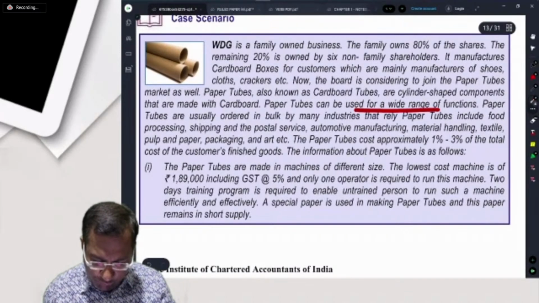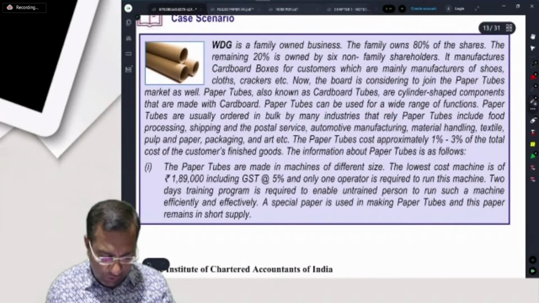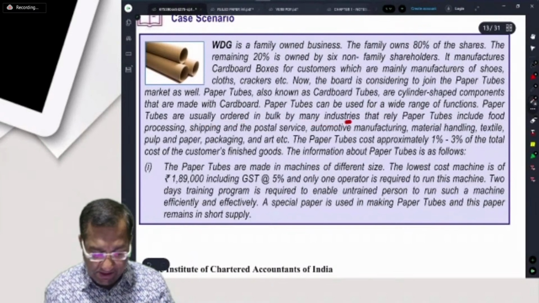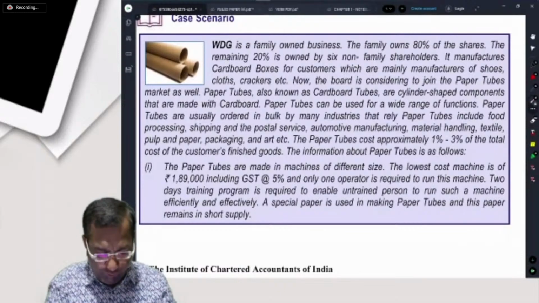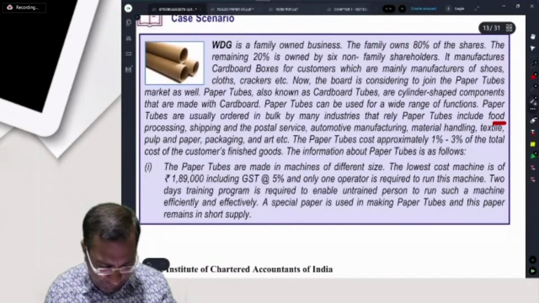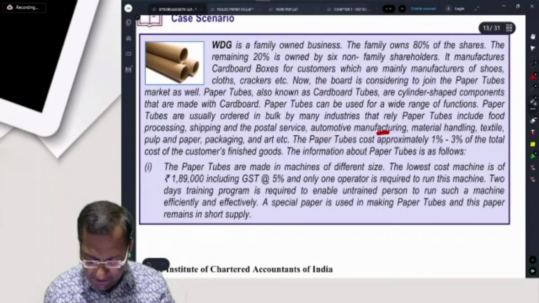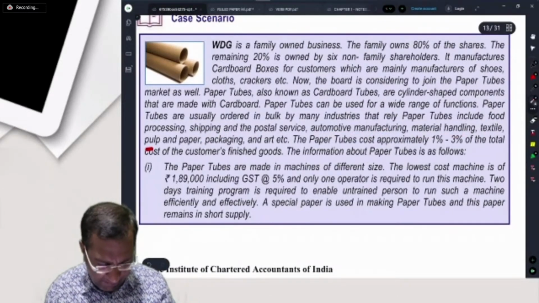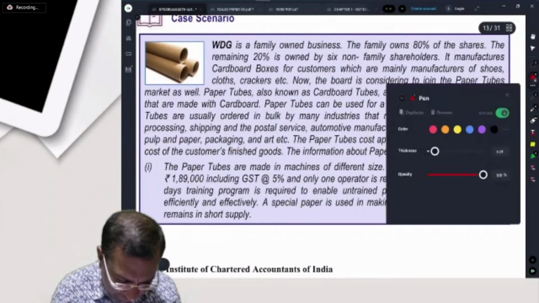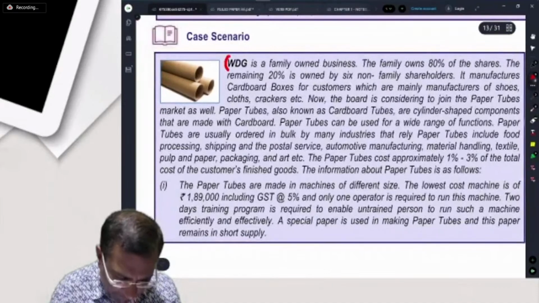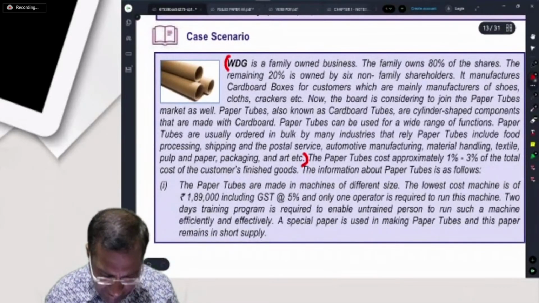Paper tubes are used for a wide range of functions. They are usually ordered in bulk by many industries. Now, who are our customers for this new product? They are the food processing industry, shipping and postal services, automotive manufacturing, material handling, textile, pulp and paper, packaging and art. Till now, beta, my first question to you is: we have to apply the Michael Porter 5 forces model.